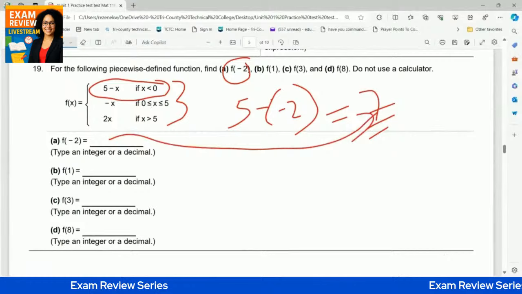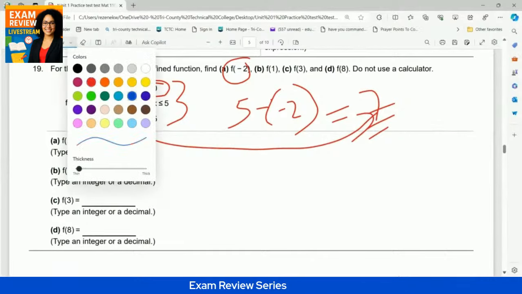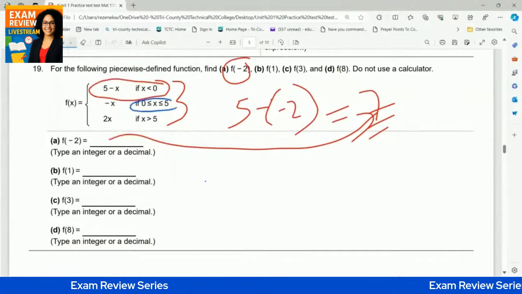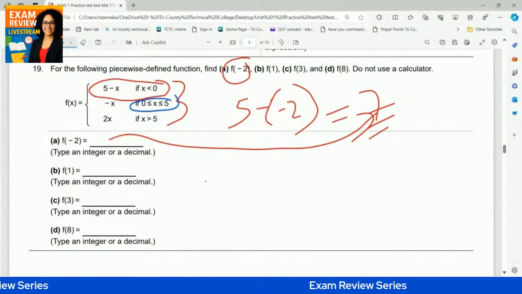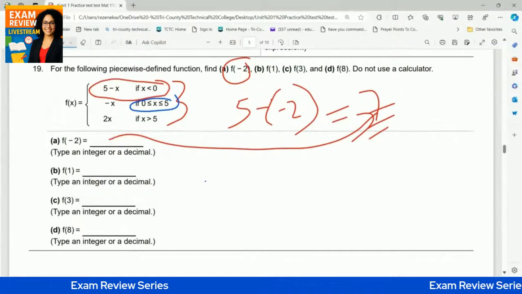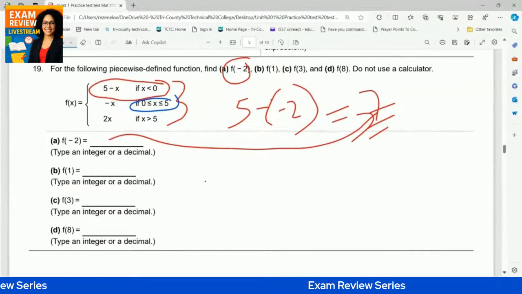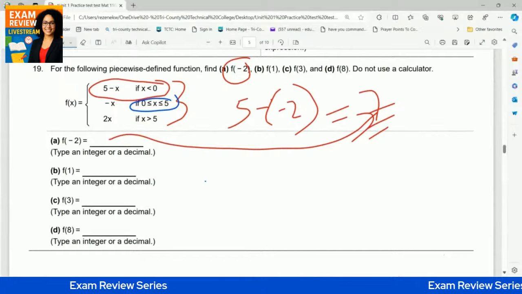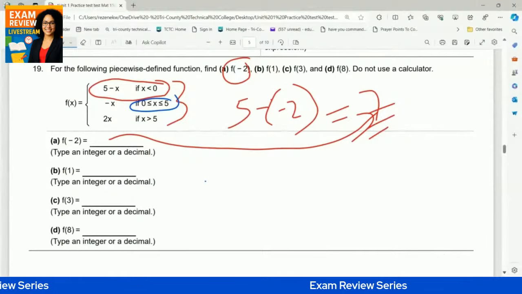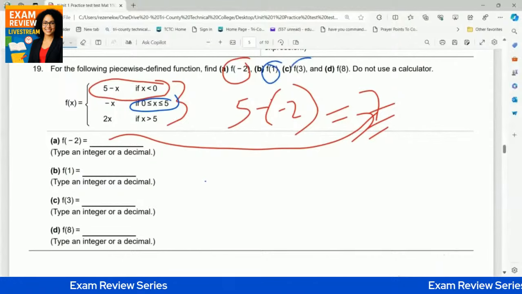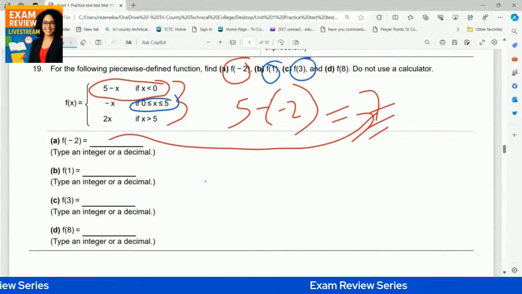Then I will look at my second piece of the function. This is a compound inequality. It says that this is only possible when x goes from 0 inclusive to 5 inclusive. In other words, 0 and 5 are included. So I'm going to look, what are the numbers from 0 to 5 inclusive? 1 and 3. So I will evaluate 1 and 3 in the middle piece.